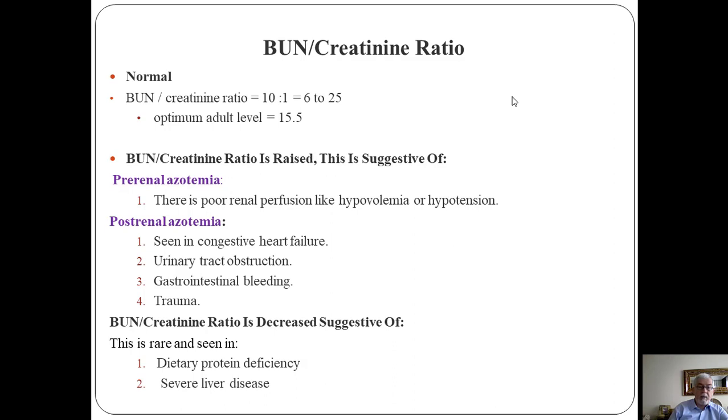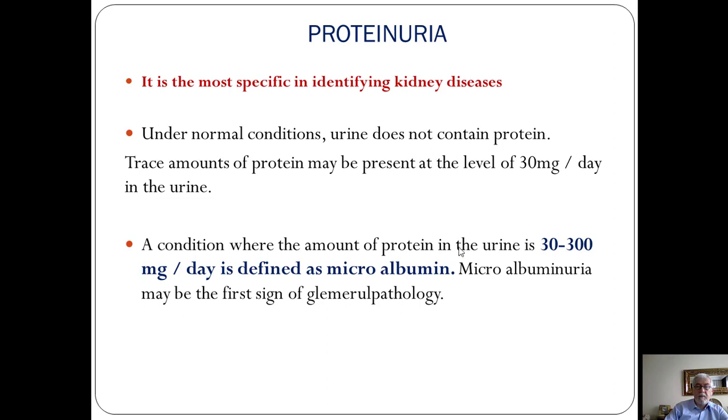And the BUN creatinine ratio is decreased sometimes, such as in dietary protein deficiency and severe liver disease. It's a better way: we have to calculate creatinine and creatinine clearance and BUN, and we look at the BUN creatinine ratio for understanding kidney function.